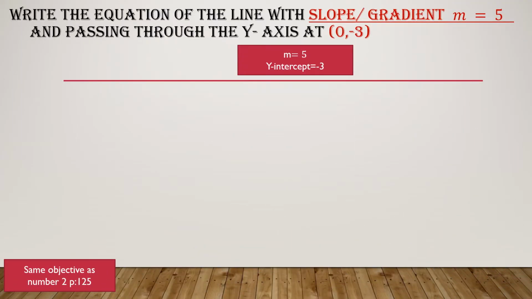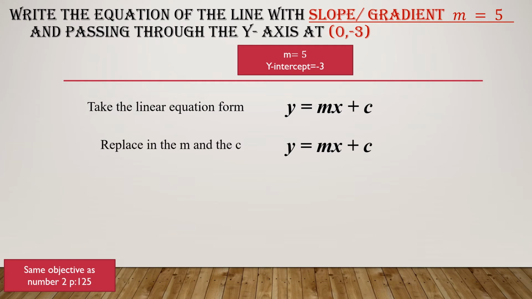Now, what happens if I don't have the equation and I have to find it? It depends on what is given in the question. Here he gave you the slope and the y-intercept because he said passing through the y-axis. So this one is the y-intercept. Since it's a line, it follows this form, y equals mx plus c. You just substitute m by 5 and c by -3, and then you simplify to get y equals 5x minus 3.